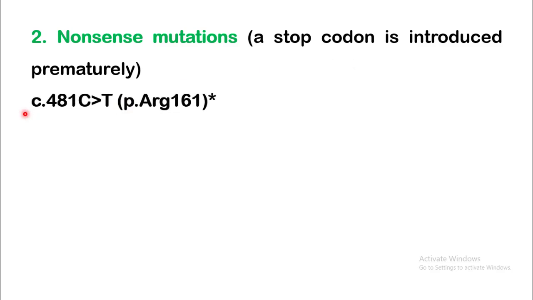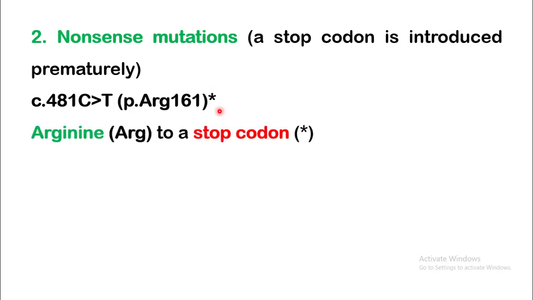You're already getting the idea how to read this in the coding region of the messenger RNA. For example, at position number 481, there is a cytosine normally that has been replaced by a thymine, and in the protein, normally at position number 161, there is an arginine. So what does this asterisk mean? The asterisk actually refers to a stop codon. So how are you going to read this?